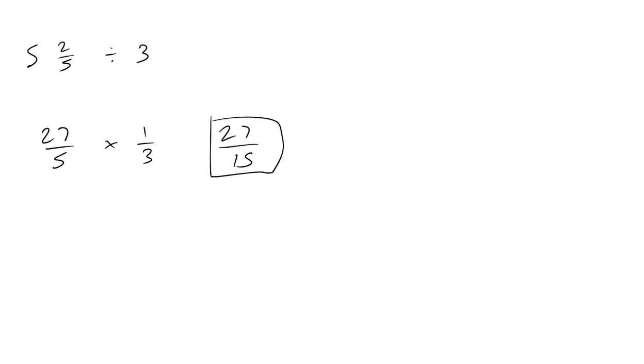Let's try another example. Say we have 5 2/5 divided by, say 3. Now pause the video and try it on your own. But when you come back, you'll see that first we convert this to an improper fraction. So it'll be 27/5. 5 times 5 plus 2. And then we'll multiply this by the reciprocal, so 1/3. And we're left with 27/15. And that's our final answer.